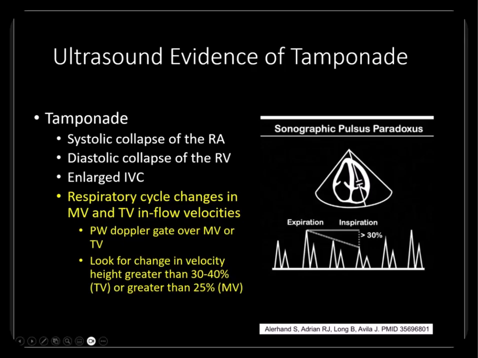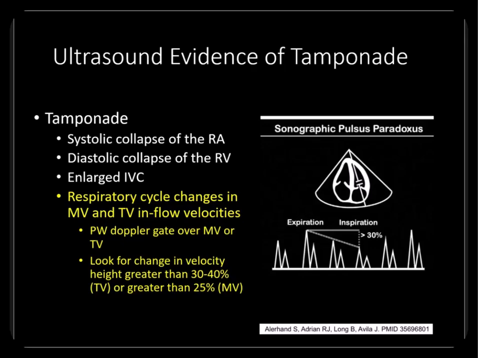When you see a greater than 25% change in those heights when sampling over the mitral valve, or greater than 30 to 40% change in heights when sampling over the tricuspid valve, this is indicative of cardiac tamponade. This is the pulsus paradoxus visual on ultrasound.